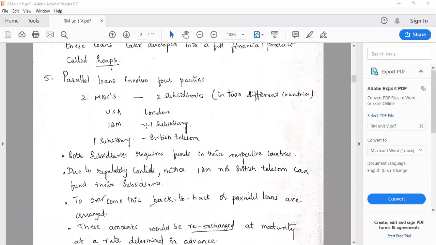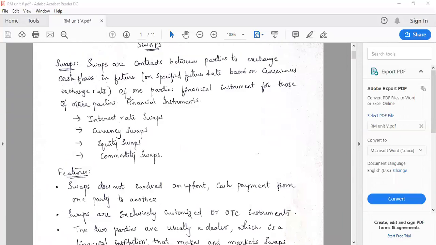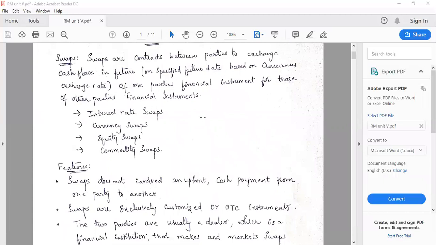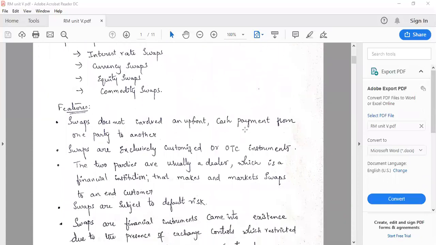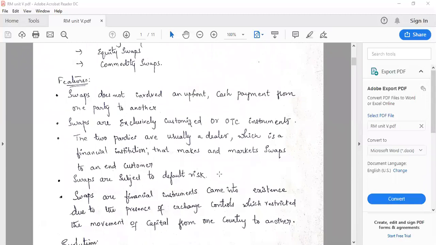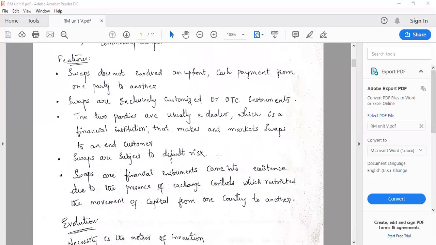I'll summarize this session by explaining again what we have learned. What is a swap? A swap is a contract between two parties where financial instruments will be exchanged from one to the other. The types are interest rates, currencies, equity, and commodity. No cash payment will be involved, and it is an OTC instrument. To the end customer, the other party will be a financial institution, a dealer, or a bank.